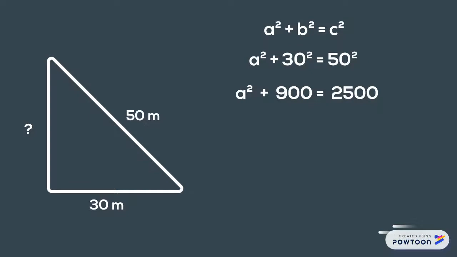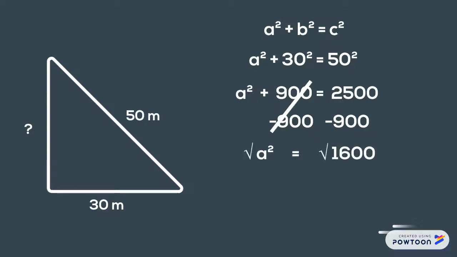Next, we're going to subtract 900 from both sides to get a squared alone. The 900s cancel and 2,500 minus 900 equals 1,600, which leaves us with a squared equals 1,600. Then we're going to find the square root of a squared and 1,600. Finally, the square root and the a squared cancel to leave us with a, and the square root of 1,600 is 40. So we get the answer of a equals 40.